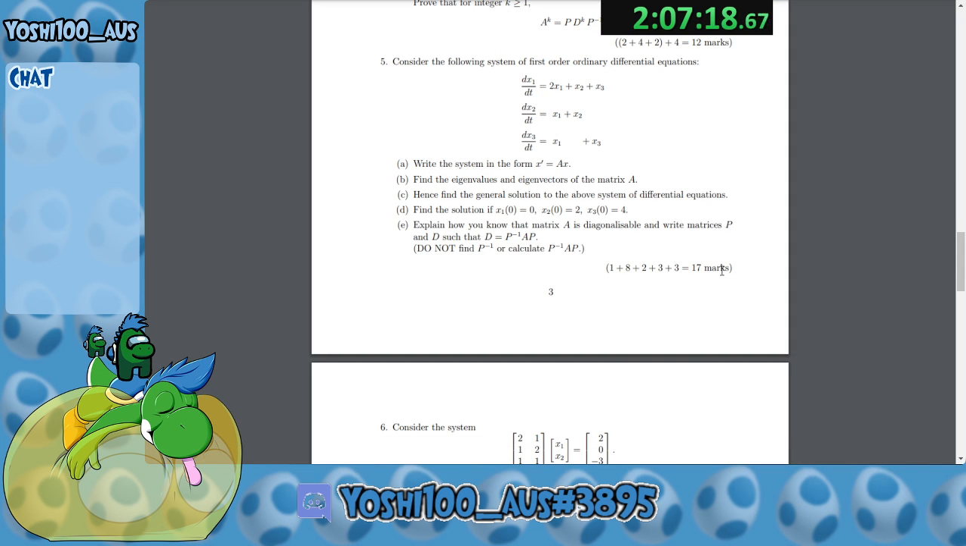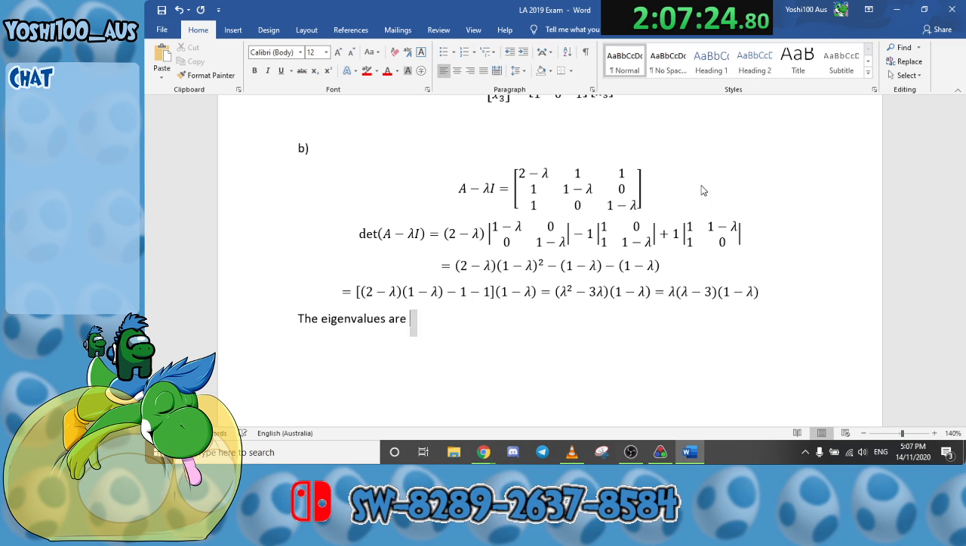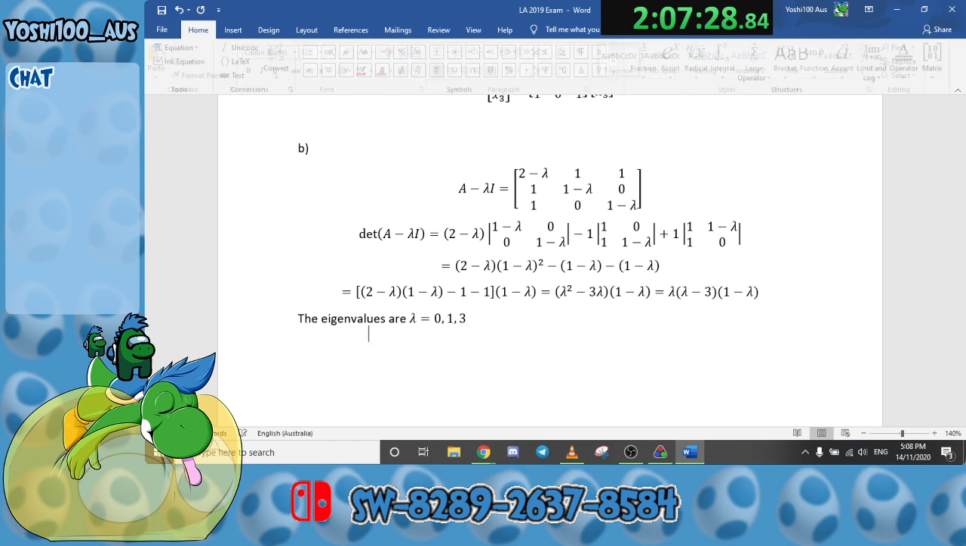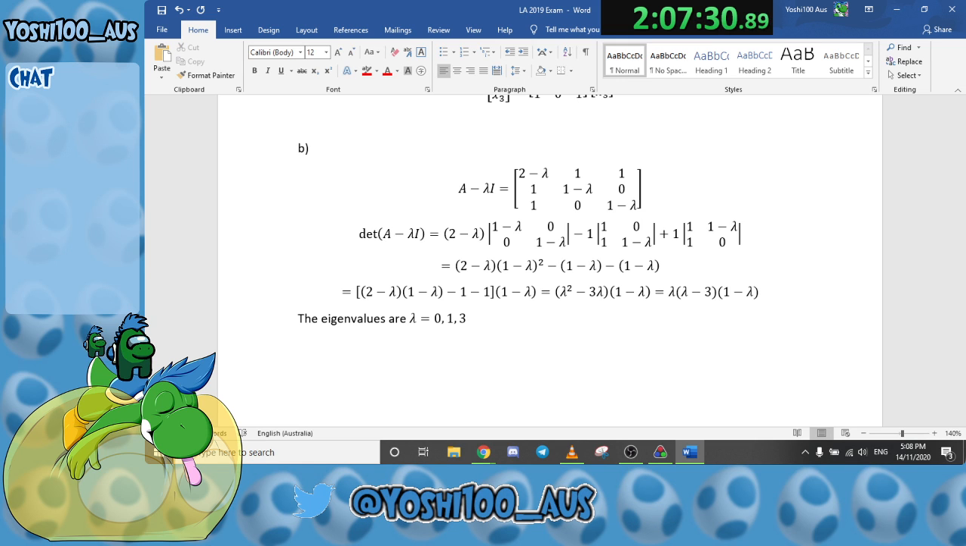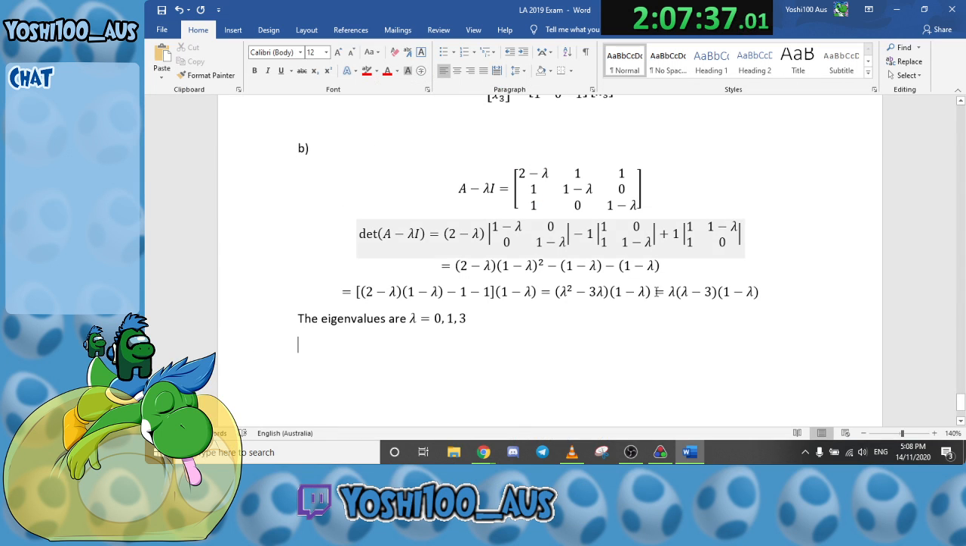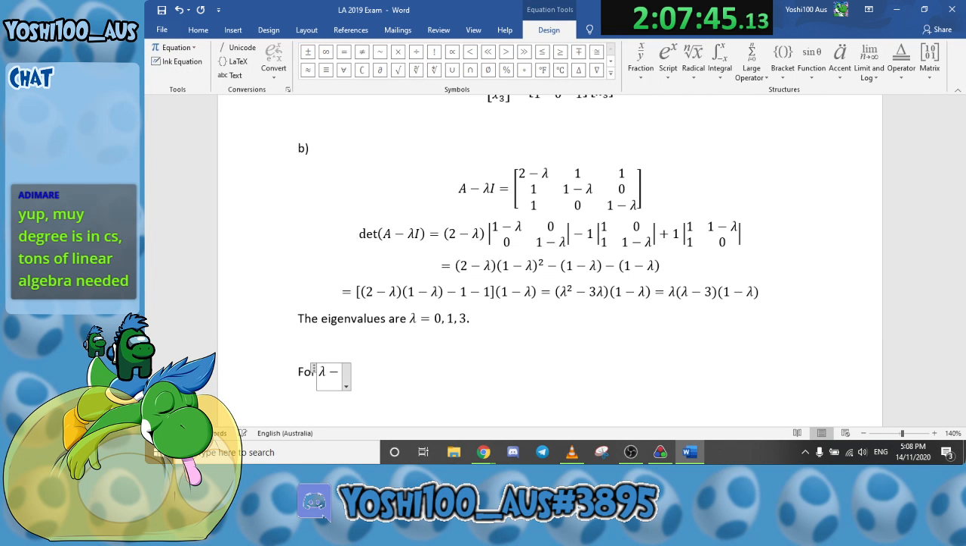So what did it want us to do again? Find the eigenvalues. The eigenvalues are 0, 1, 3. Now we need to find the eigenvectors. It's 8 marks for this question though, so all the work makes sense. It's fine. 4 equals 0.